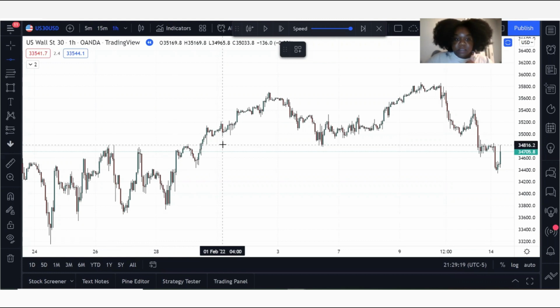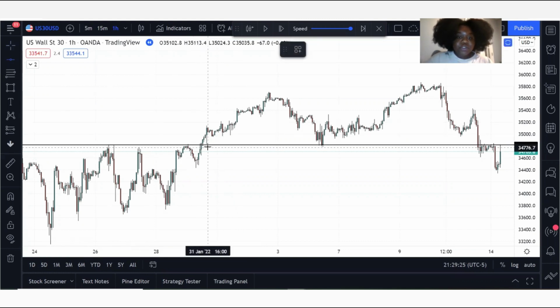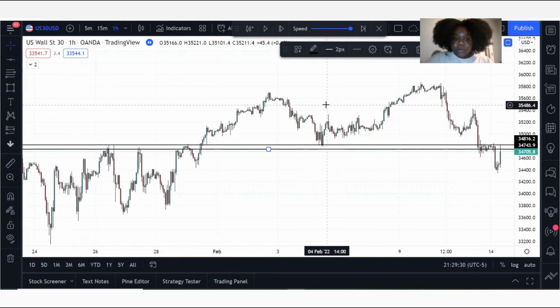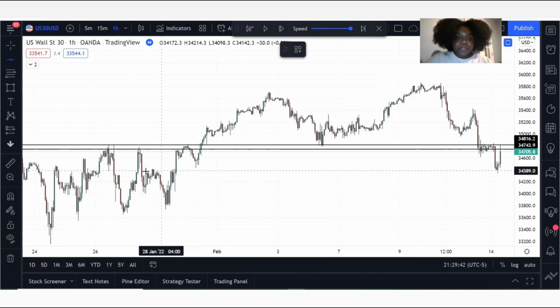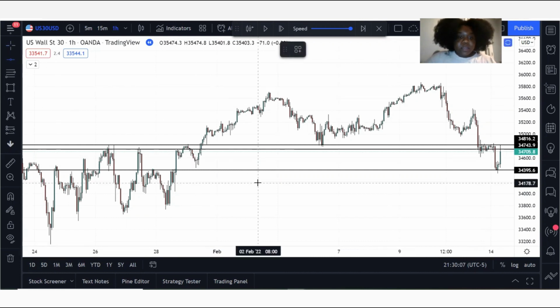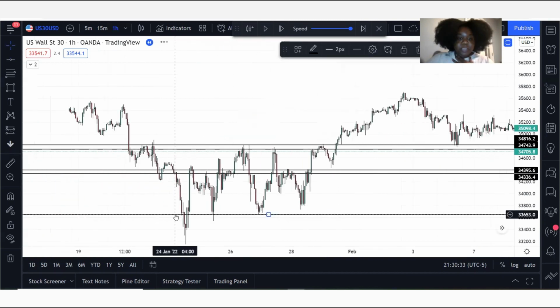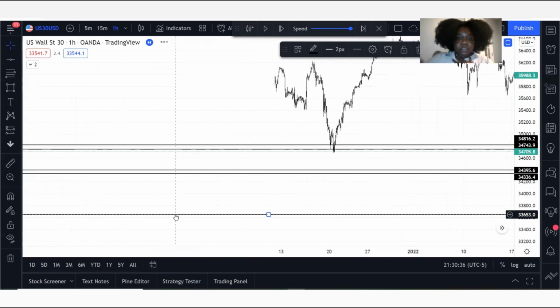So maybe right here. Then I will draw another one right there, because I see this spot right here, and right here. Draw another one right there. And draw my other one, probably here. Let me see. I also like to go back sometimes.